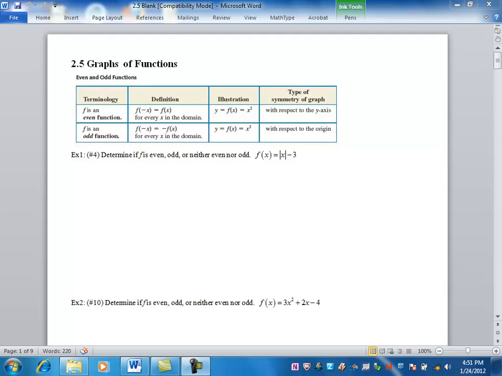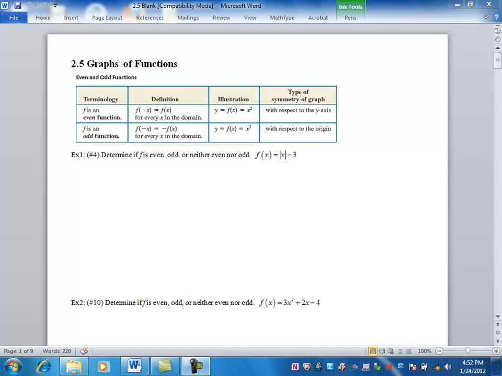Welcome to our class discussion on the graphs of functions, some different characteristics, how we can move our graphs up, down, left, right, how we can flip them over either the x or the y axis. Some of those things we're going to talk about here as we go along.